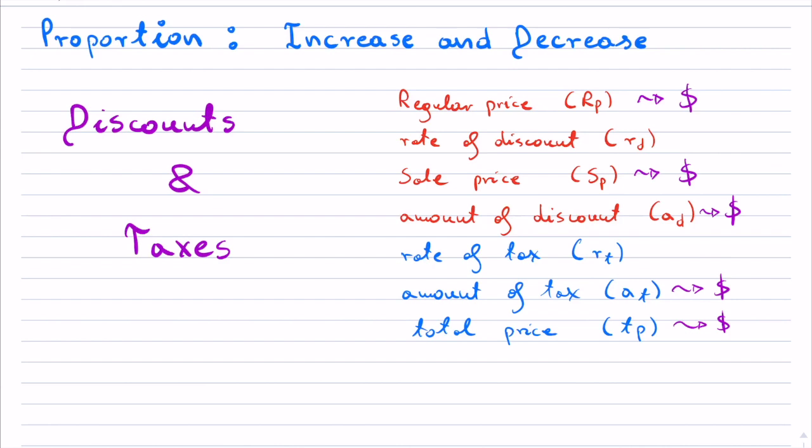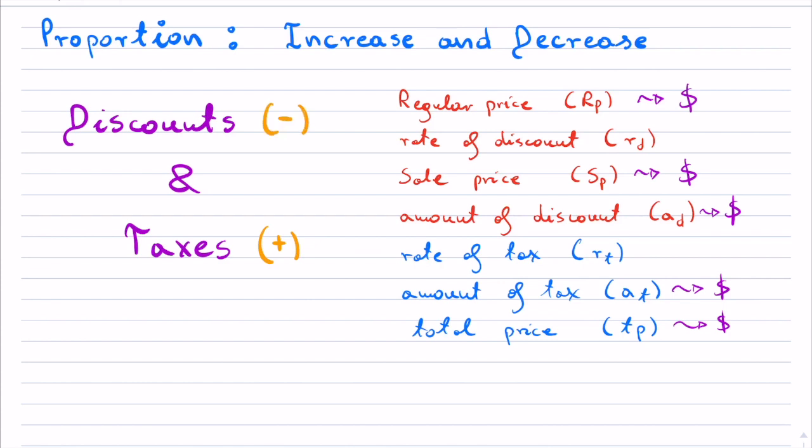So remember that an increase and a decrease is simply nothing else in this case. So discounts would be decreasing the price and taxes would be increasing the price. So this would be an increase in price and this would be a decrease in price.